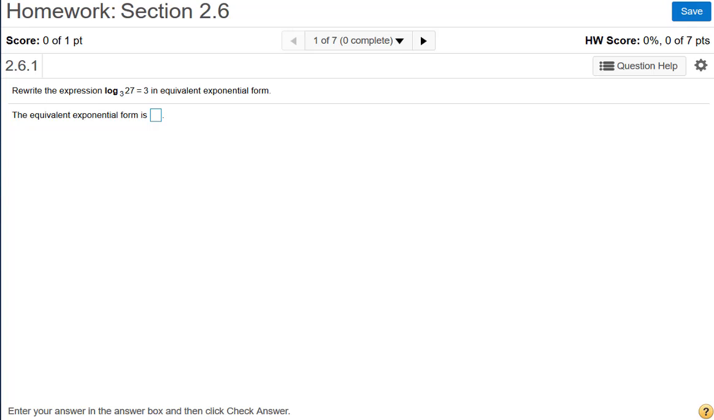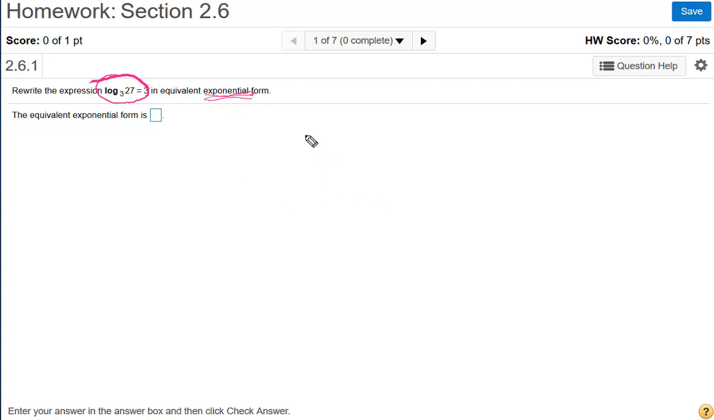The first two problems on the Section 6 homework are using the 3 steps we learned to convert between logarithm form and exponential form and vice versa. So the first one that we have here, we're trying to convert this log expression into exponential form.